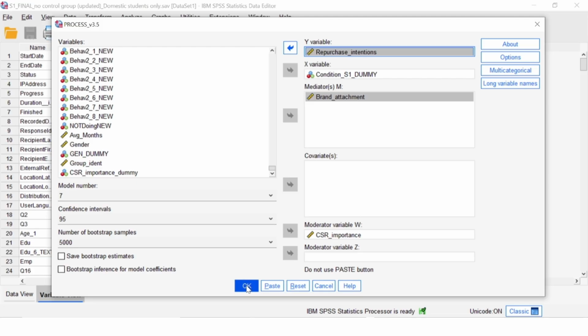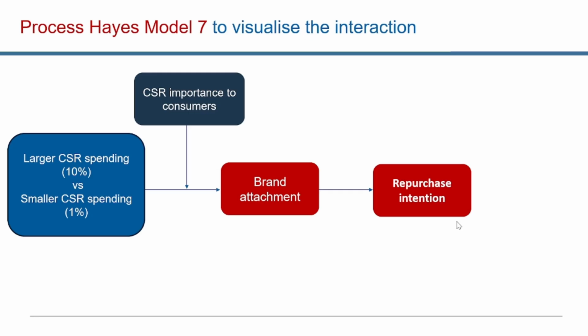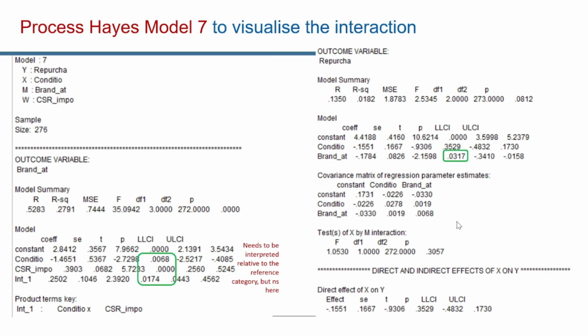Now we run our analysis again, and let's have a look at the results. This is the first output, and you can see it's exactly the same as in Model 1 because nothing changed in that part of the model. What is more interesting for us is repurchase intention, the outcome variable, and you can see that Process Hayes cuts off the variable names if they are more than 8 characters. So please be prepared. This is something to keep in mind.